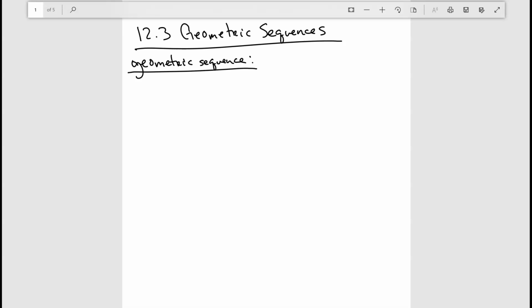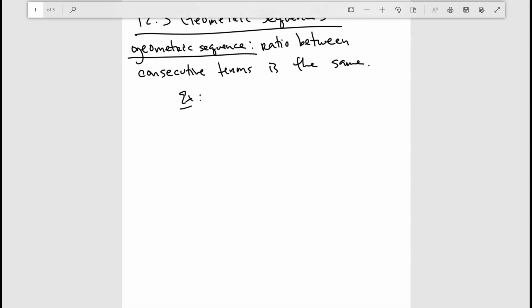Basically all it is, is that the ratio between consecutive terms is the same. So the ratio between consecutive terms is exactly the same. One example that you can probably think of is 4, 12, 36, 108, and you can continue on. You can see that here there's no common difference. In this case, what you're going to get is a common ratio.